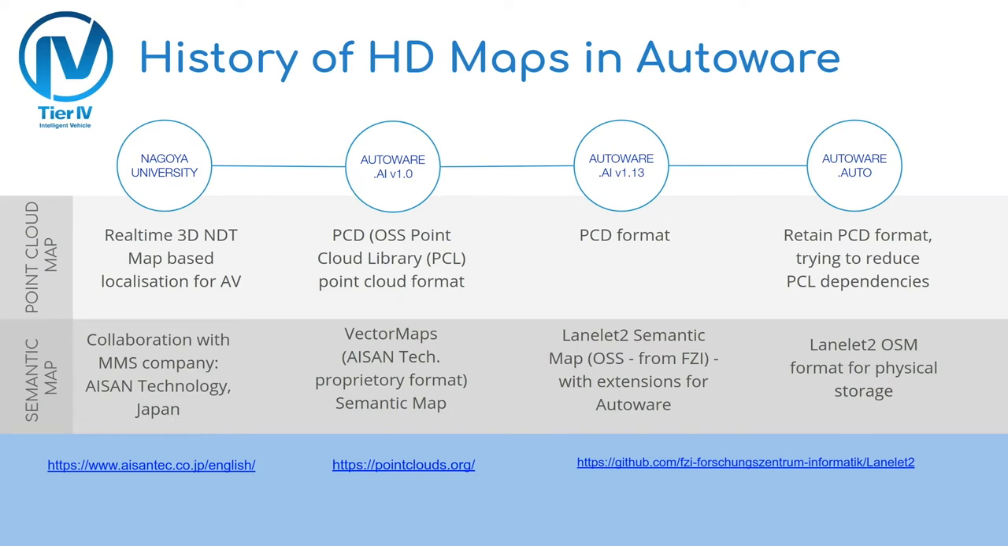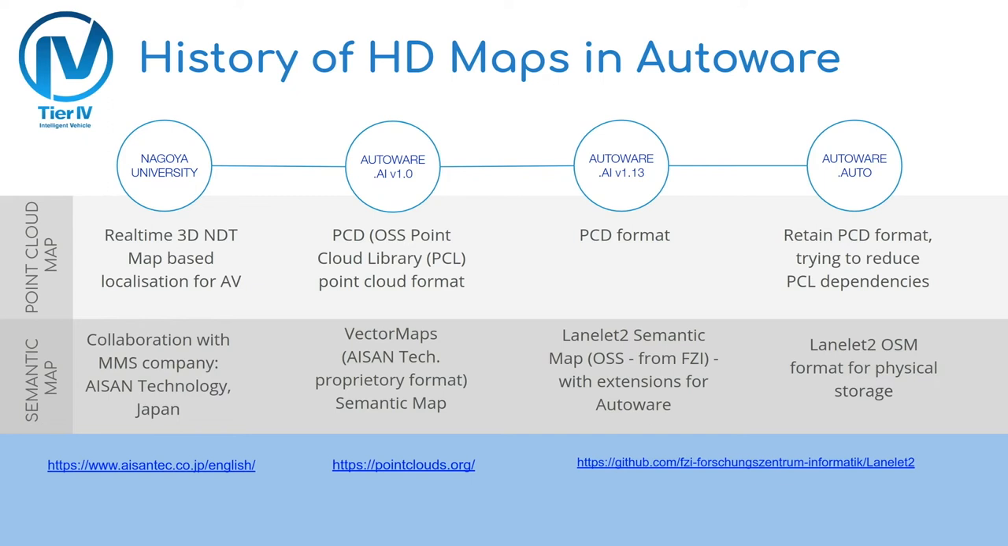For some context on the choice of map formats, and in particular the use of two separate map formats, I wanted to present a short history of HD map usage in Autoware. When Autoware was still a research project at Nagoya University, two key technologies enabled its initial success at achieving autonomous driving. One, a robust implementation of 3D NDT map-based localization, and two, through its collaboration with the MMS mapping company ISON Technology, they had access to a semantic map format that could be constructed along with the dense 3D point cloud maps ISON's MMS systems could produce.